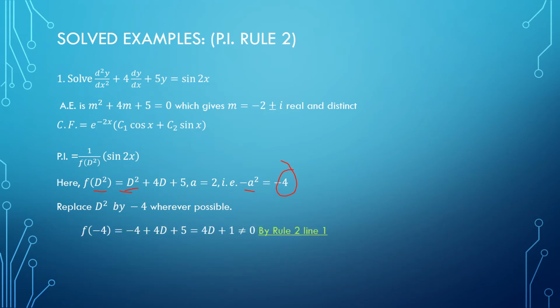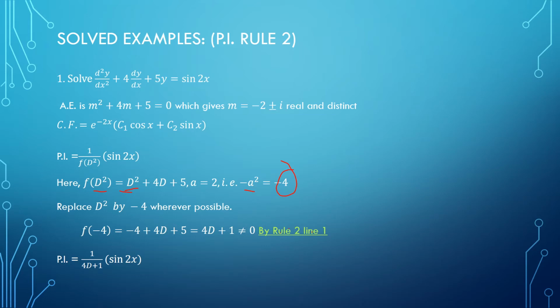So replace d square by minus 4 wherever possible. Doing so, what are we going to get? My f of minus 4 is 4d plus 1, which is definitely non-zero. By rule 2, line 1, because my f of minus a square is not equal to 0, I am not getting a case of failure. Particular integral therefore becomes 1 upon 4d plus 1 operated over sine 2x.